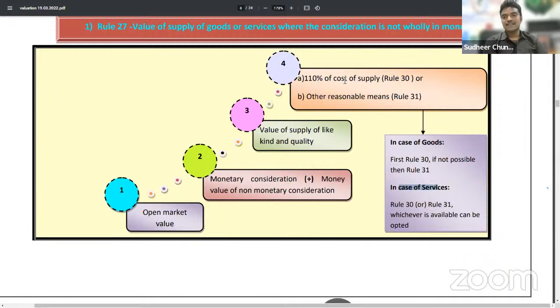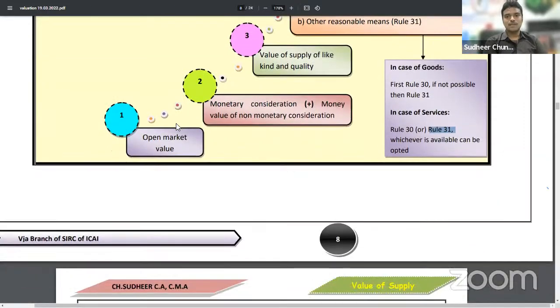But in case of services, either this point A or point B, anything you can follow. This point A is rule 30, point B is rule 31. In case of goods, first rule 30. If it is not available, then only rule 31. But for services, either rule 30 or rule 31. Anyone can be followed. Okay. So by this we have completed this rule number 27.